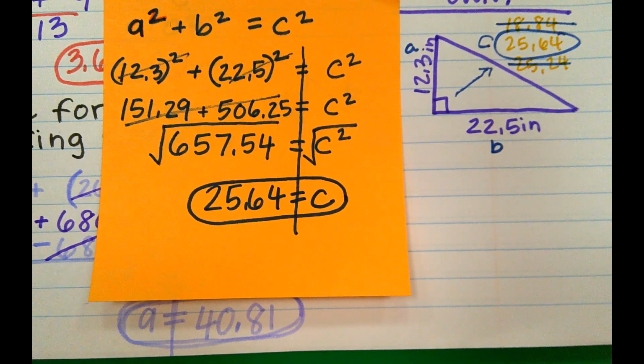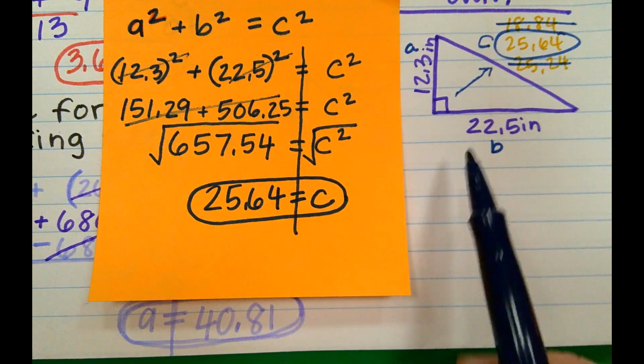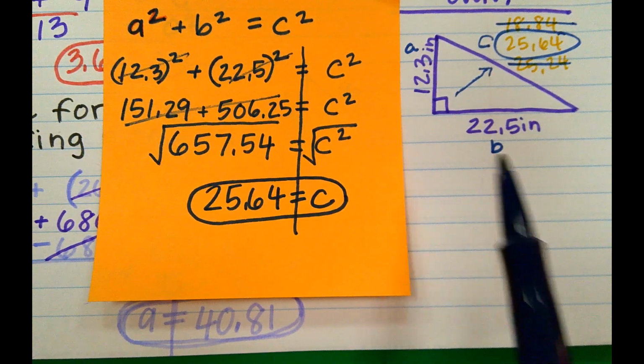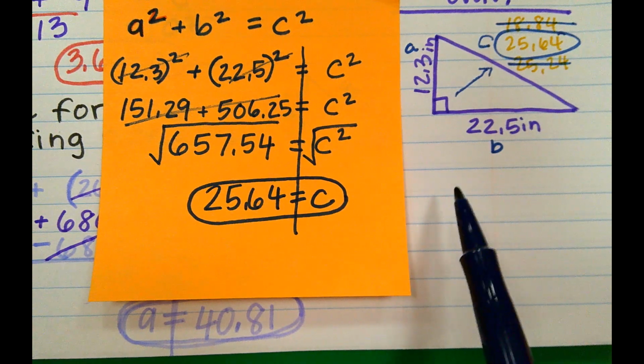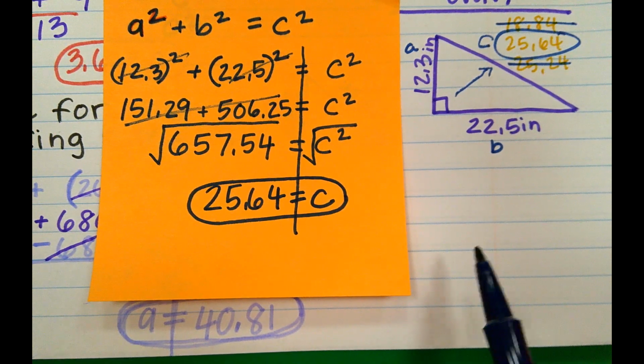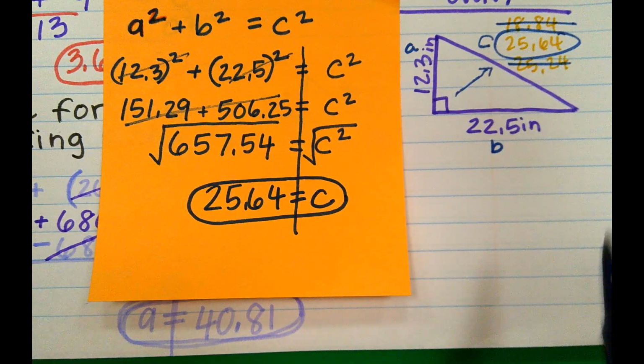Now, guys, on your exit ticket, you're going to be doing a very similar problem, but you will answer one more question about the triangle. That triangle question will be to classify the triangle. Is it acute? Is it right? Is it obtuse? And then is it scalene, isosceles, or equilateral? So that last note page is going to be very helpful.